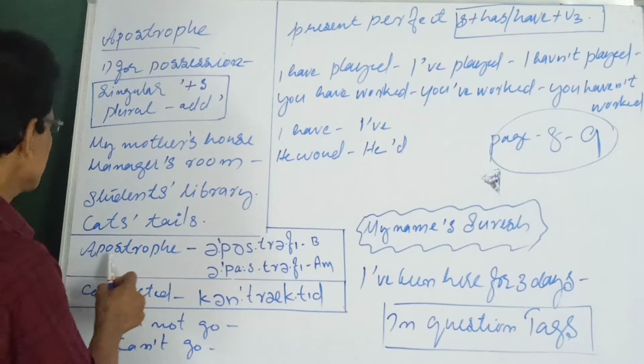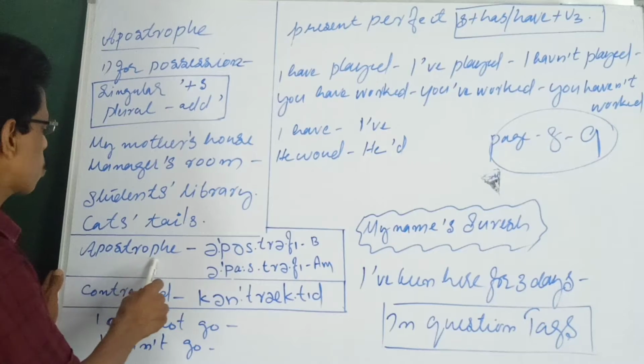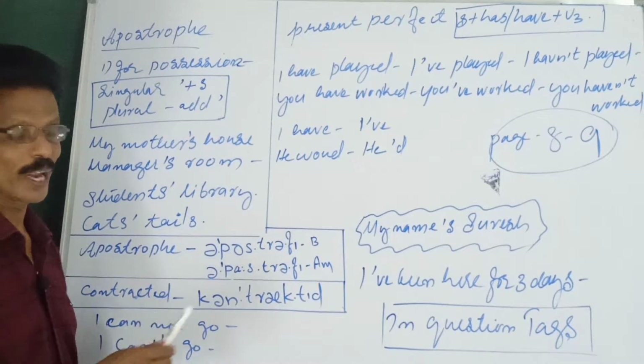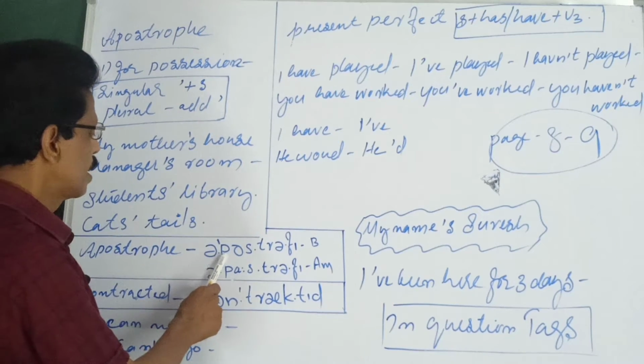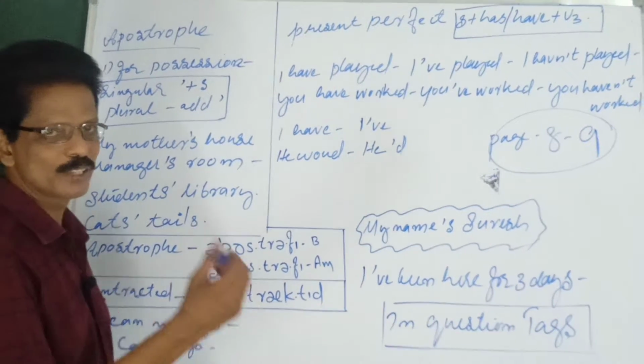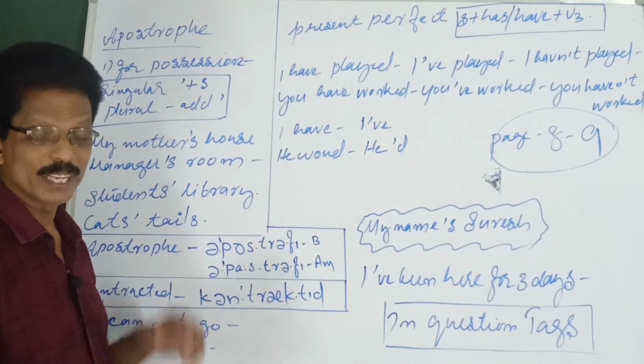Can you read this? Apostrophe. Can you read this? Apostrophe. See, last video I told the stress on P. And how many syllables are here?